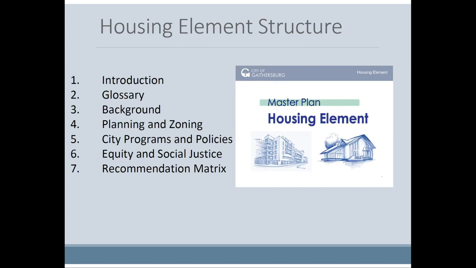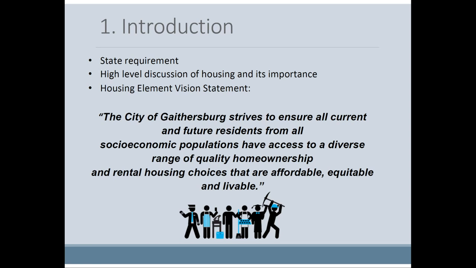So the housing element itself is divided into 7 sections as shown on the screen. The first section is the introduction, and this basically goes over the state requirements. It also has a high-level discussion on the importance of housing, not only to the city, but to people in general. And it also has the housing element vision statement, which is the city of Gaithersburg strives to ensure all current and future residents from all socioeconomic populations have access to a diverse range of quality homeownership and rental housing choices that are affordable, equitable, and livable.